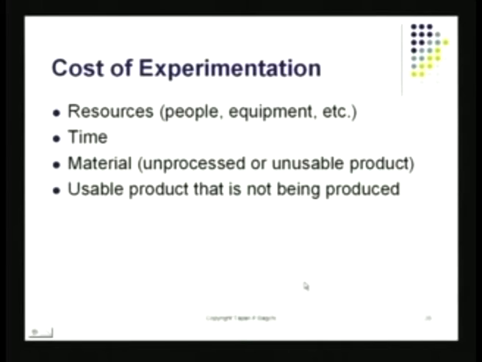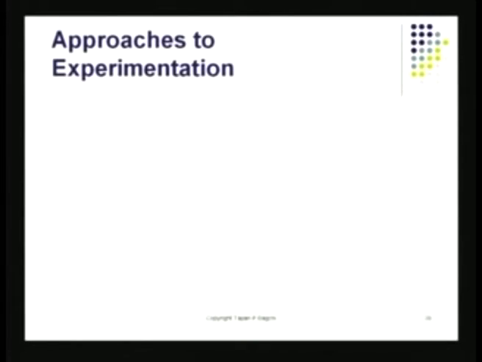In fact, if you see the cost of experimentation, where does money go when I try to do experiments? Into resources, people, equipment, so on and so forth, time, material, and usable product that is not being produced. These are the places where we spend our money, and therefore we have to be most efficient.